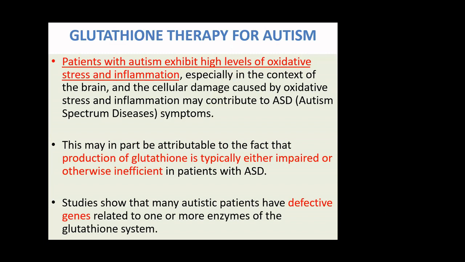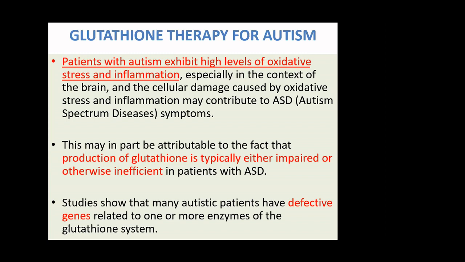And what we know so far is that patients with autism exhibit high levels of oxidative stress and inflammation. Okay, especially in the context of the brain, and the cellular damage caused by oxidative stress and inflammation may contribute to ASD. Right, this may in part be attributable to the fact that production of glutathione is typically either impaired or otherwise inefficient in patients with ASD.